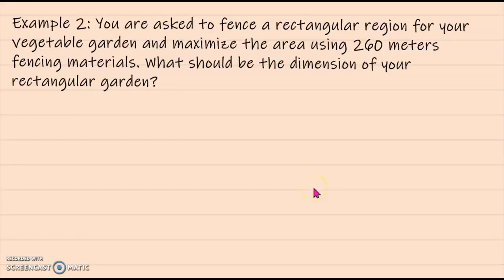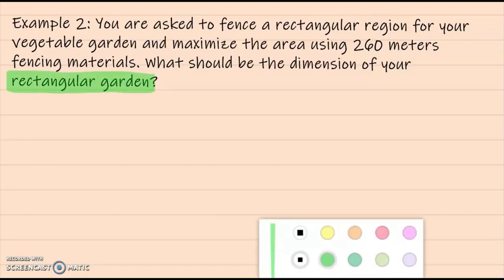Let's have now our second example. You are asked to fence a rectangular garden region for your vegetable garden and maximize the area using 260 meters fencing materials. What should be the dimension of your rectangular garden? Okay, so first thing, we know here that what we have here is a rectangular garden.